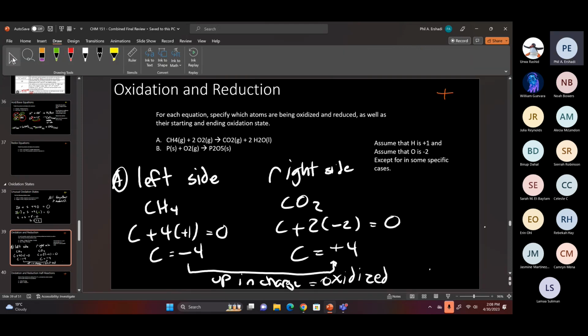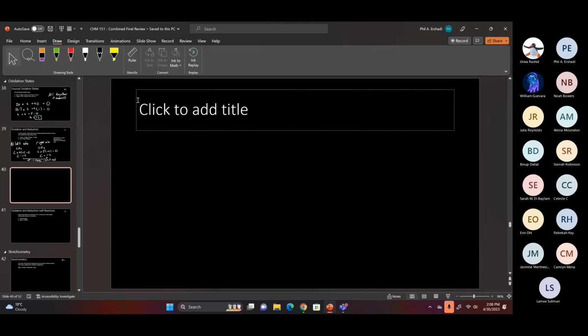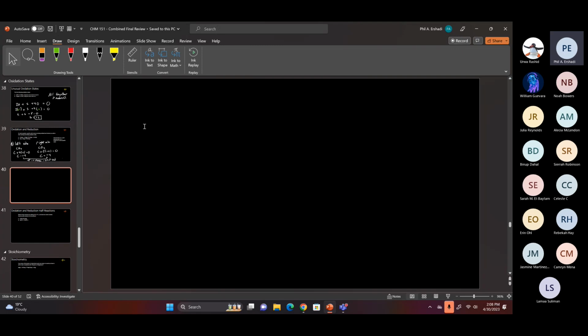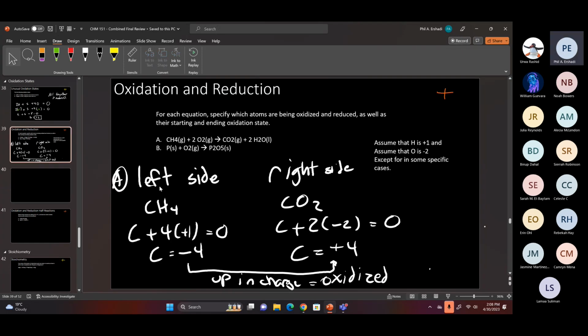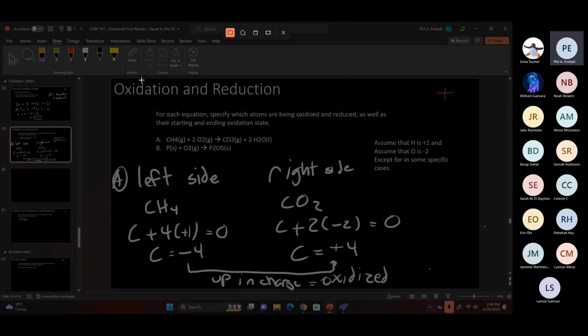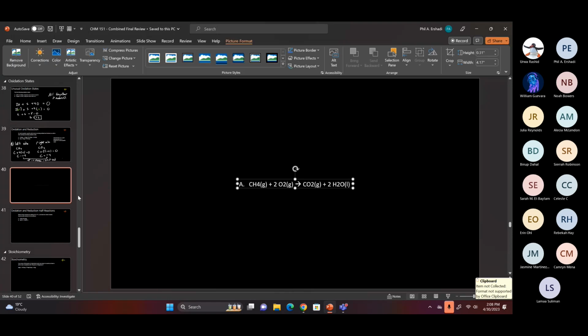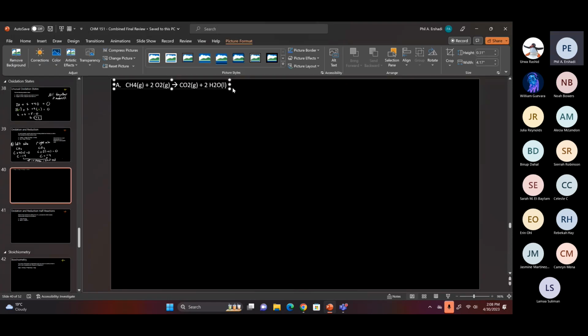All right. So now get a clean copy of this. So that told us what happened to carbon. So we're saying carbon starts at -4, ends at +4. I'm going to make a copy of that reaction and move to the next page. Now, the reason why this might be confusing now is because now we got to look at oxygen.